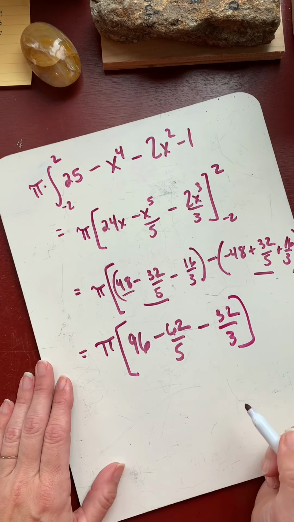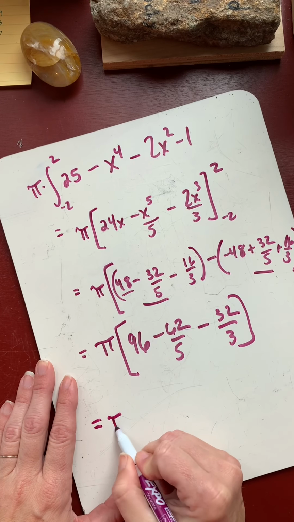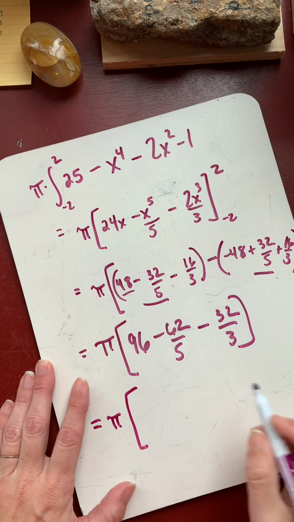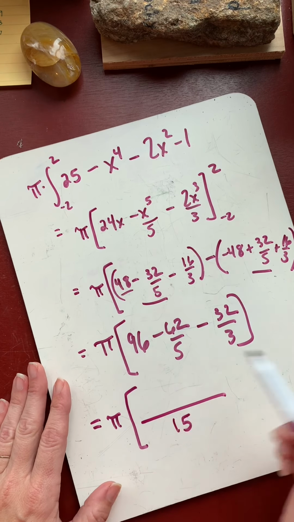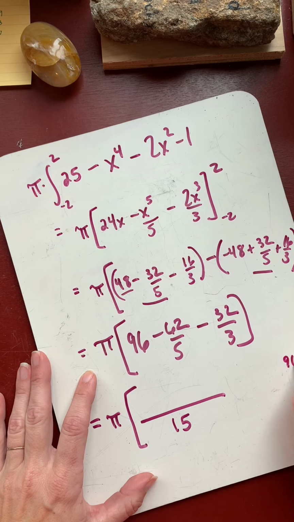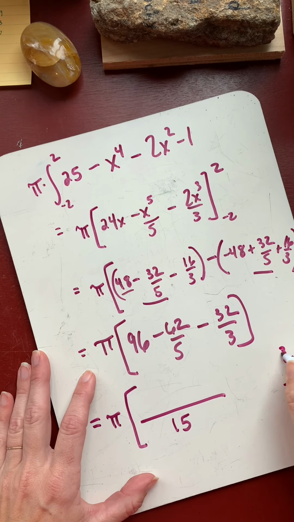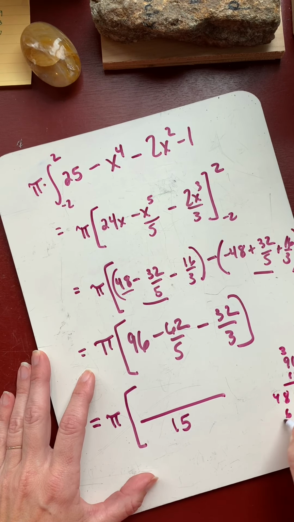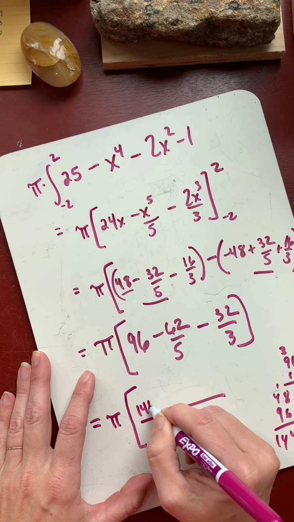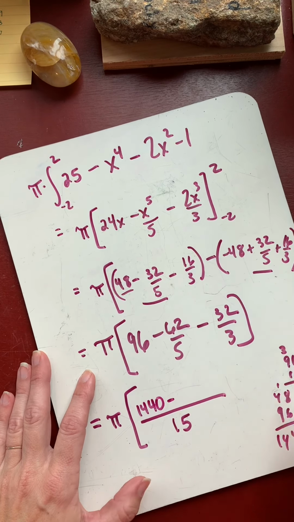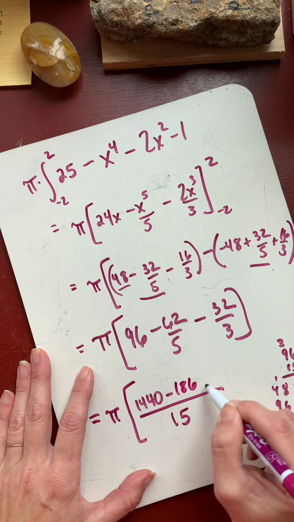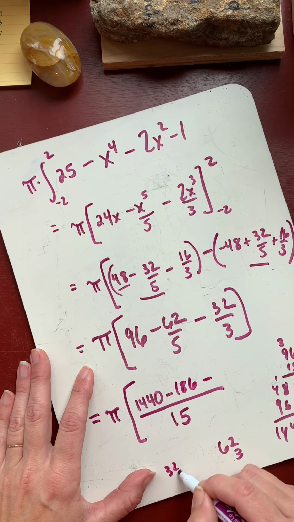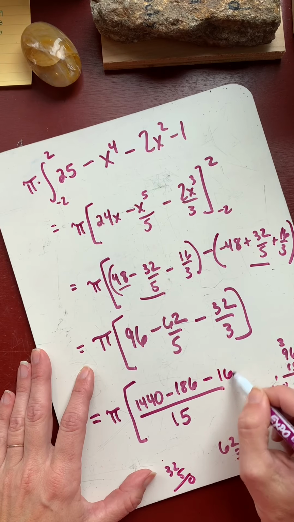Why am I doing this? This is really dumb. If we were in class together, you would have stopped me. I want to get a calculator because I don't want to do 96 times 15, but I feel like I've committed to doing it by hand. So now I'm doing it. 1440. I know I'm making a mistake. 62 times 3 is 186, and 32 times 5 is 160.